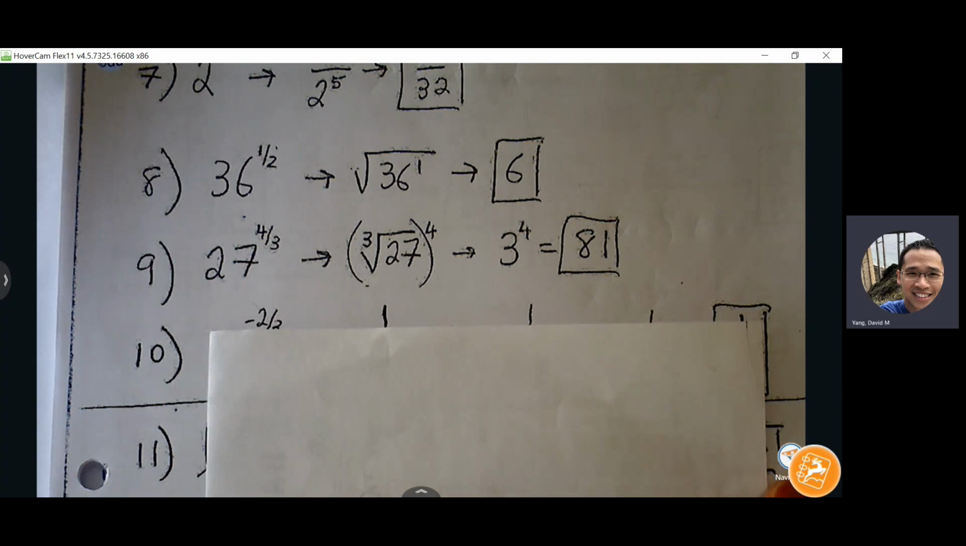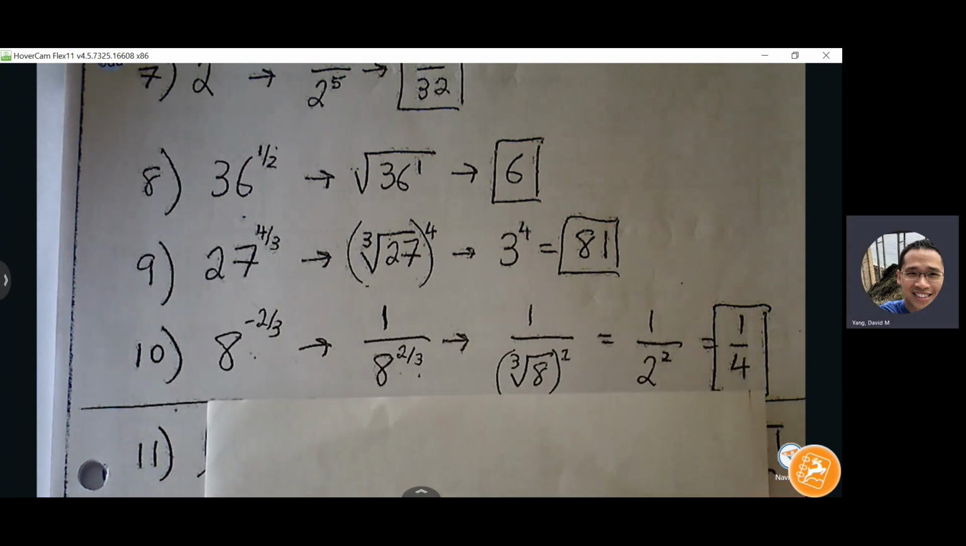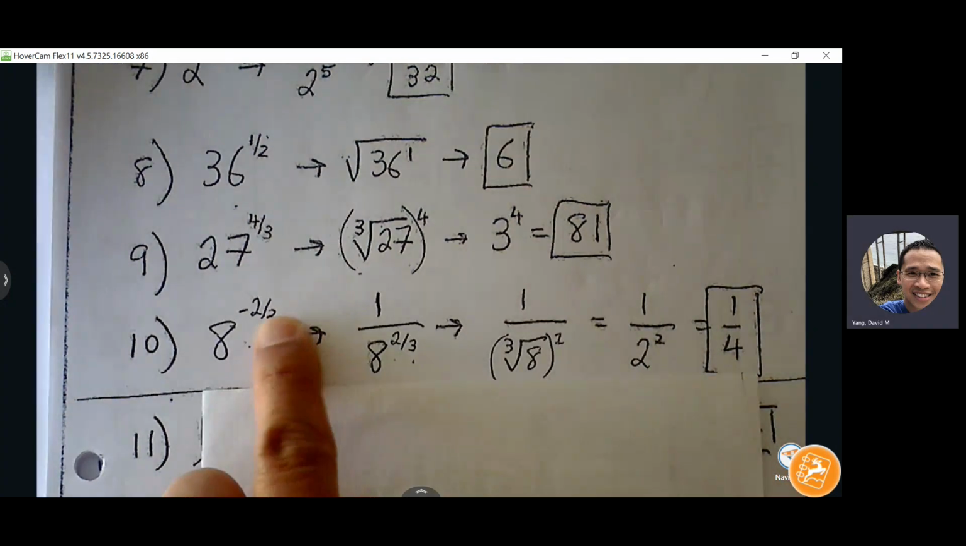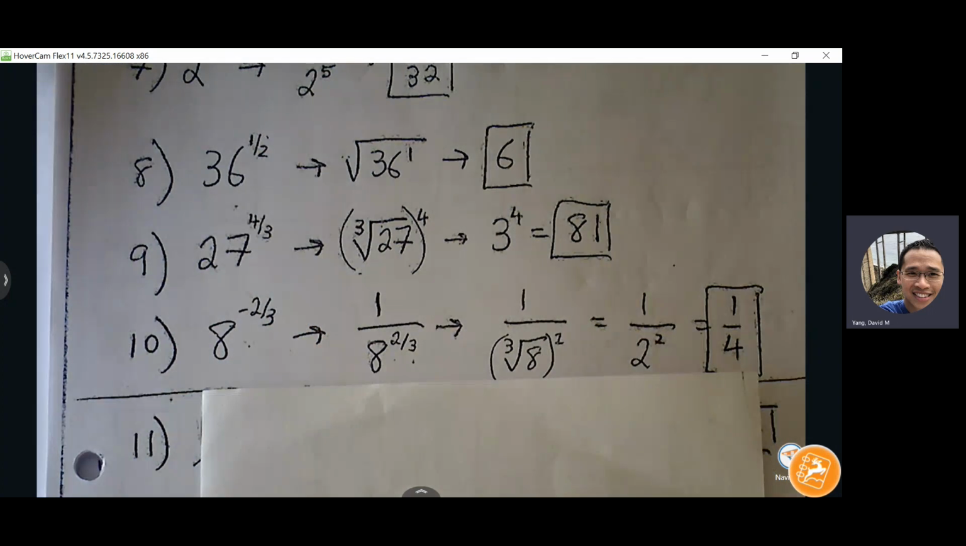Okay, so number 10. 8 to the negative 2/3. We know the negative exponent means the base is going to be flipped to the other side. So that 8 gets pushed down to the bottom. There's still a 1 remaining up top. 8 to the 2/3, that's the same thing as the cube root of 8 squared. Take care of the cube root of 8, make that number smaller. And 2 to the second power is 4, so 1 over 4. Could you ignore the negative until the last step? You could, yeah.